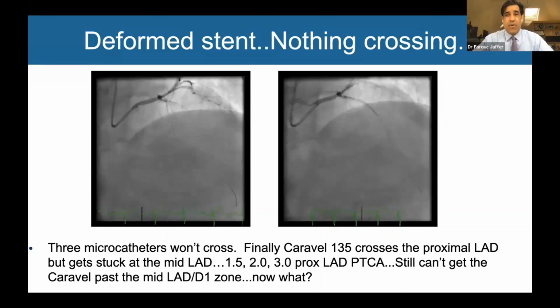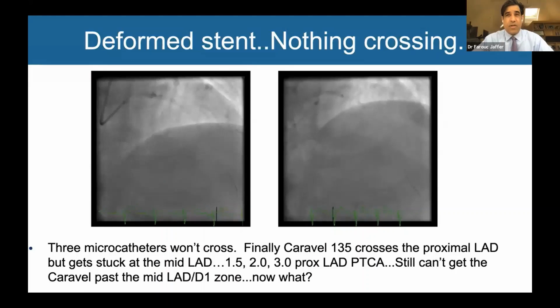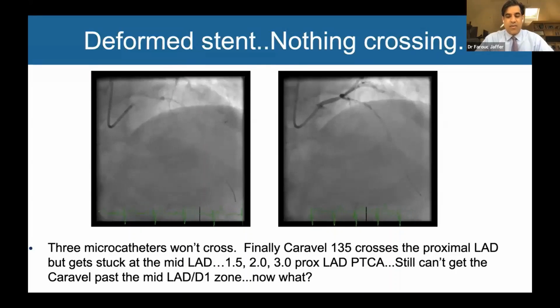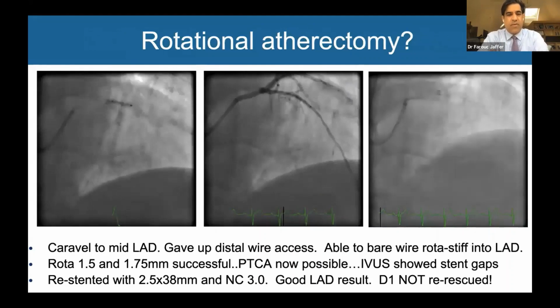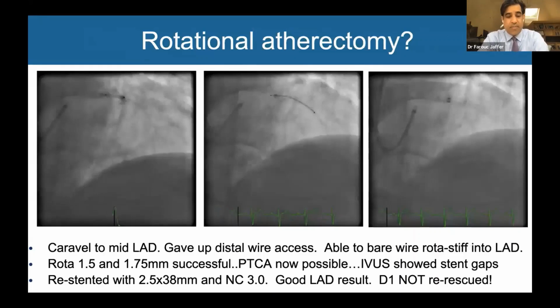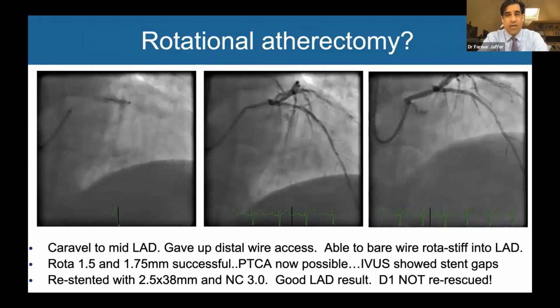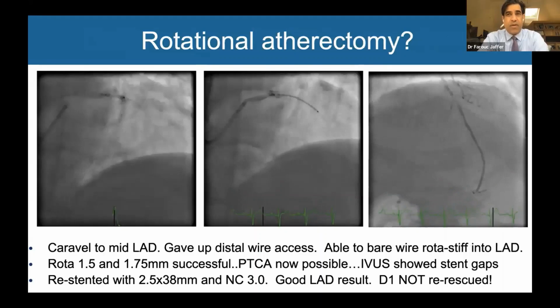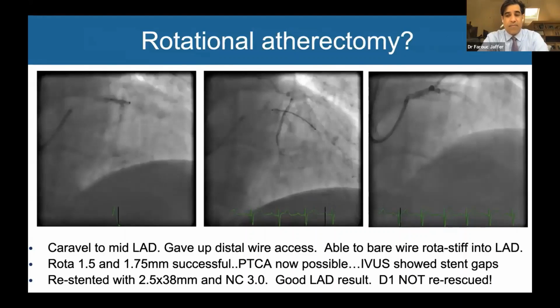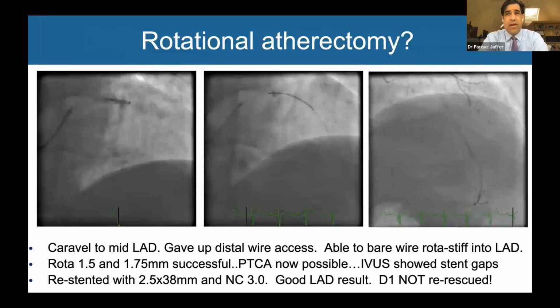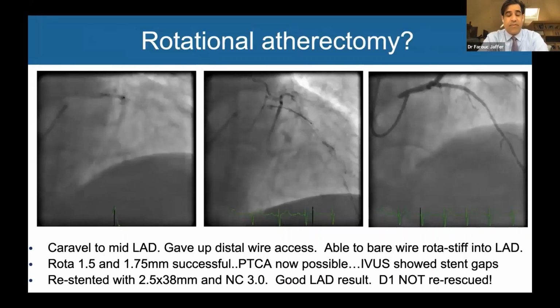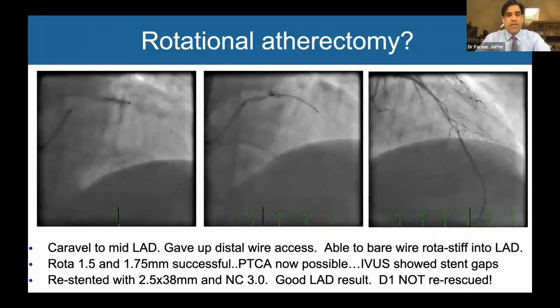So we thought that one way to potentially deal with this is to see if we can do something to change the stent architecture to allow us to be able to deliver equipment and re-stent. And so ultimately what we did is we were able to bring our Caravel catheter into the mid-LAD. We gave up the distal wire access and then bare wired from that point with a rotational atherectomy stiff wire into the LAD. With the plan that we were basically going to burr through the deformation of the proximal stent.